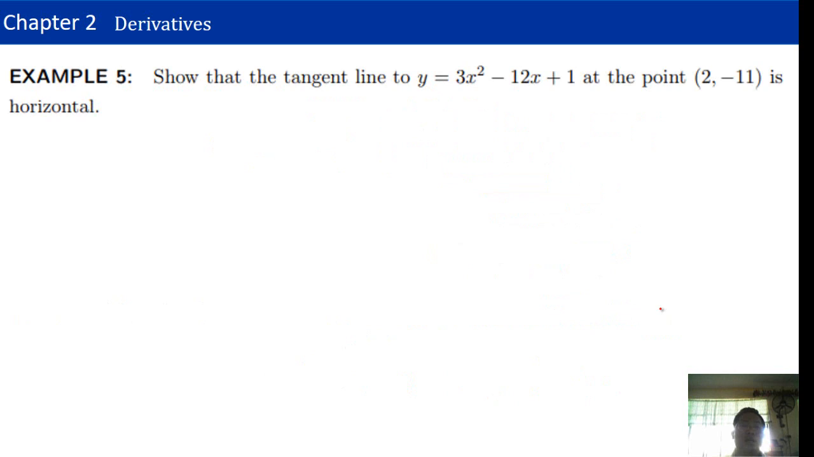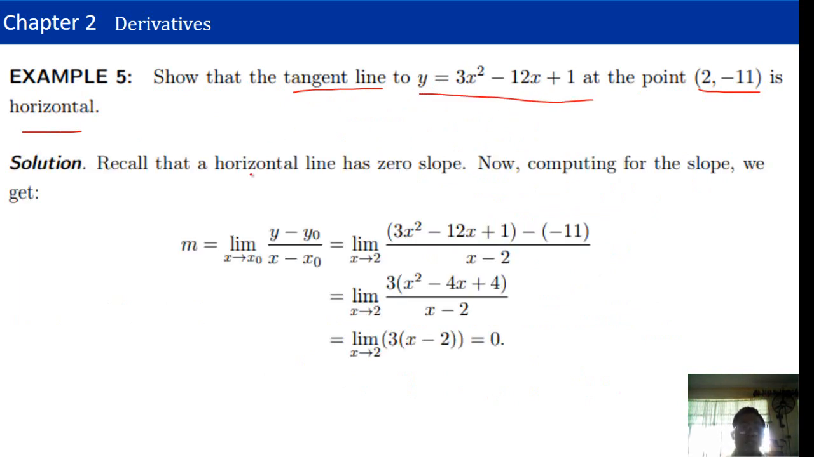Okay? Show that the line tangent to y equals 3x squared minus 12x plus 1 at the point 2, negative 11 is the horizontal. So, paano natin mapakita na ang tangent line dito, na ito ay ang point of tangency is yung horizontal. So, to do that one, first is, we're going to find the slope. Remember that the slope is the function minus f of x sub o. So, ang f of x sub o natin ay kani, or the y sub o. So, negative 11. So, you have the function minus the 11 over x minus 2 kasi ito ang ating x.